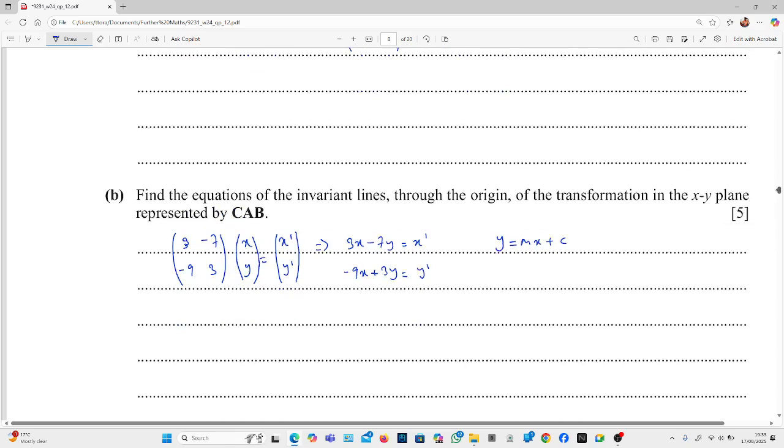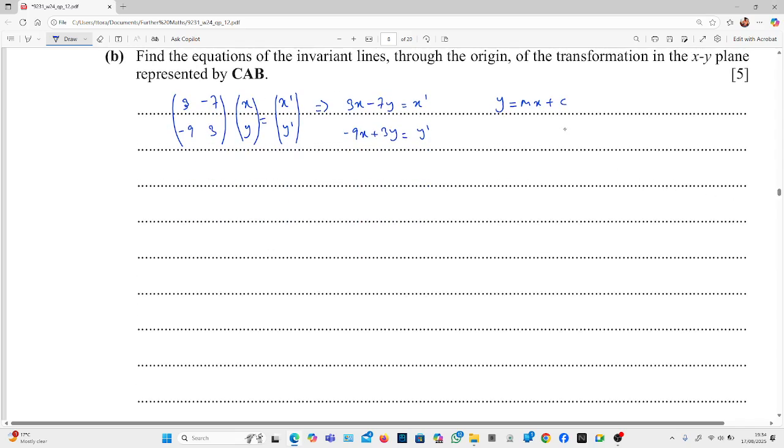So what I'm going to do right now is substitute this into those equations. So the first one is 3x minus 7 times y, and y is mx plus c, so we've got mx plus c, and that should be equal to x prime. We also have -9x plus 3 times y, and again y is equal to mx plus c, and that should be equal to y prime.